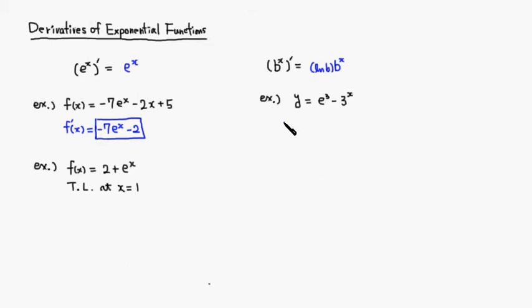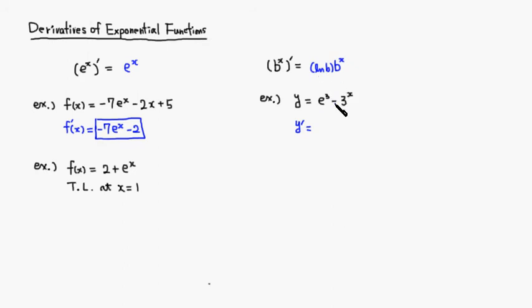Let's look at the second example. y equals e cubed minus 3 to the x. So let's take the derivative. y prime is equal to, you can see that e cubed is not an exponential function. It's just a constant, there's no x involved. So the derivative of a constant is 0. I'm not going to write anything down there.